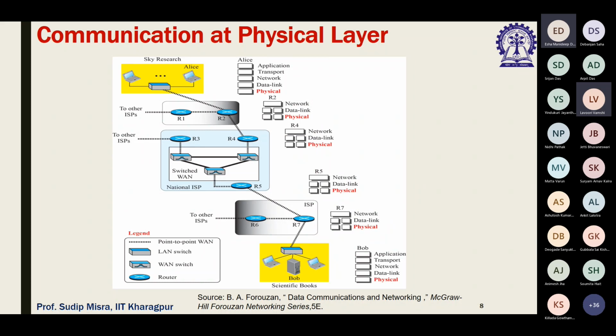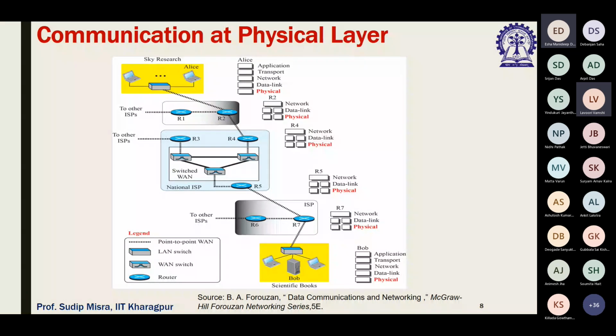So these are the LAN switches: this one and this one are the LAN switches, and these ones are the WAN switches. R1, R2, R3, etc. are all routers. I already told you in the last class, yesterday, that there is a concept of switch and a concept of router, and they function in different ways. They are not the same thing, and they function in different layers. So let us try to understand how communication takes place between Alice and Bob.